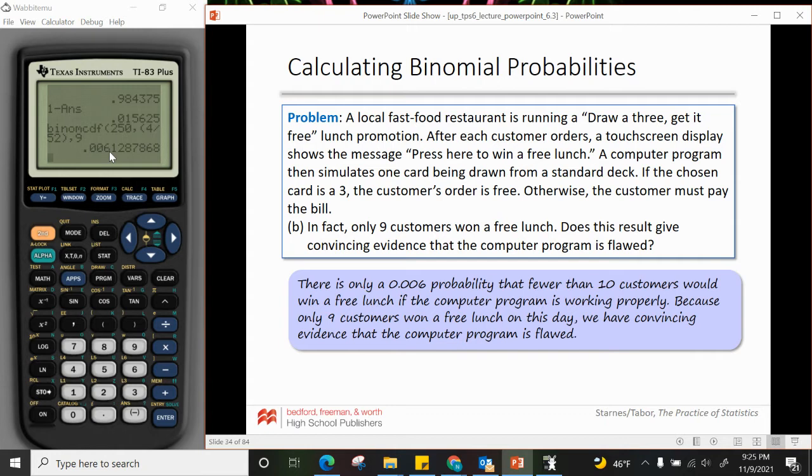If it randomly happened, if 9 people won lunch, we'd expect that to happen pretty regularly, not the probability of it happening only 0.6% of the time. Such a small probability, less than that 5% threshold. So there's definitely something fishy going on here. So the computer program must be flawed.